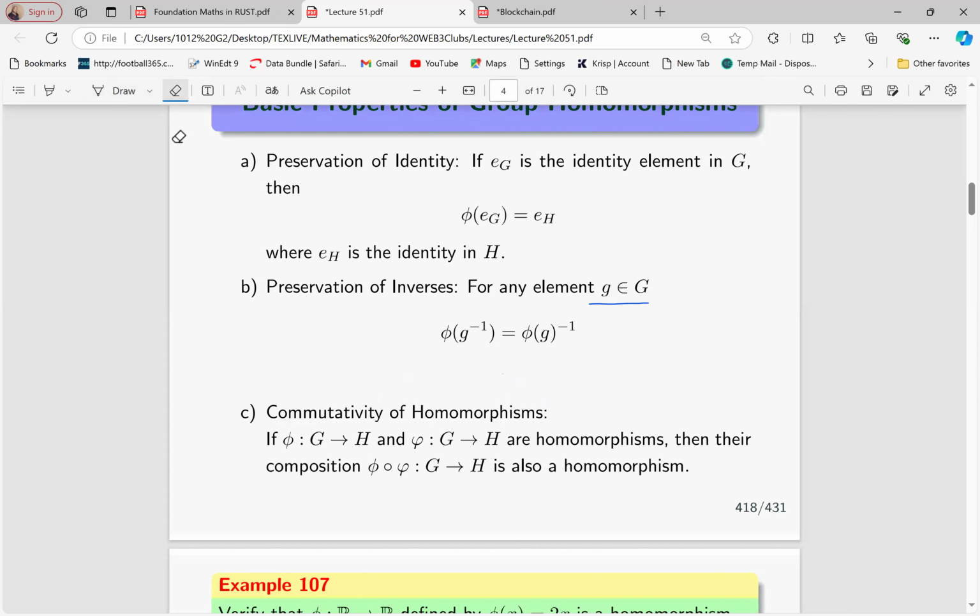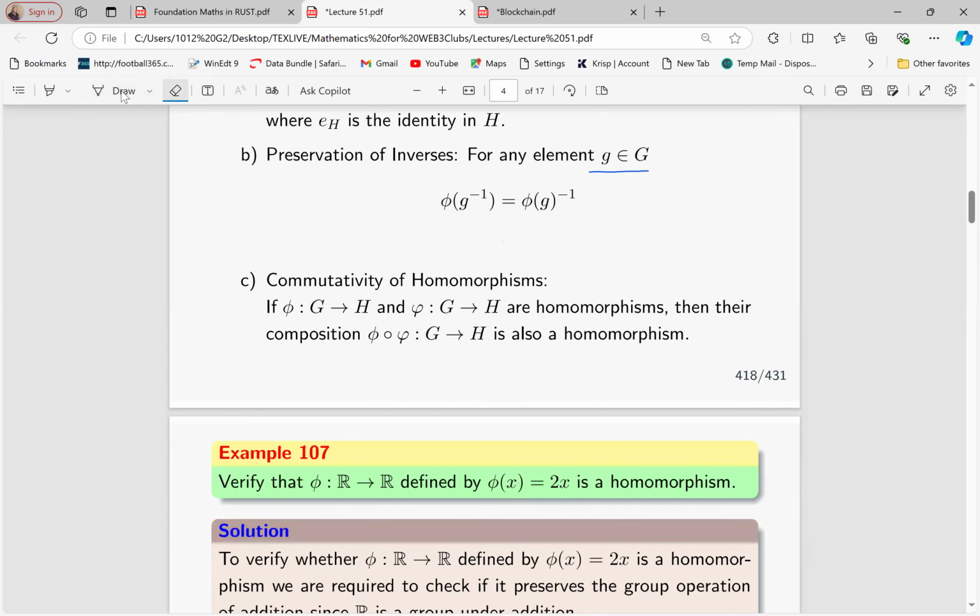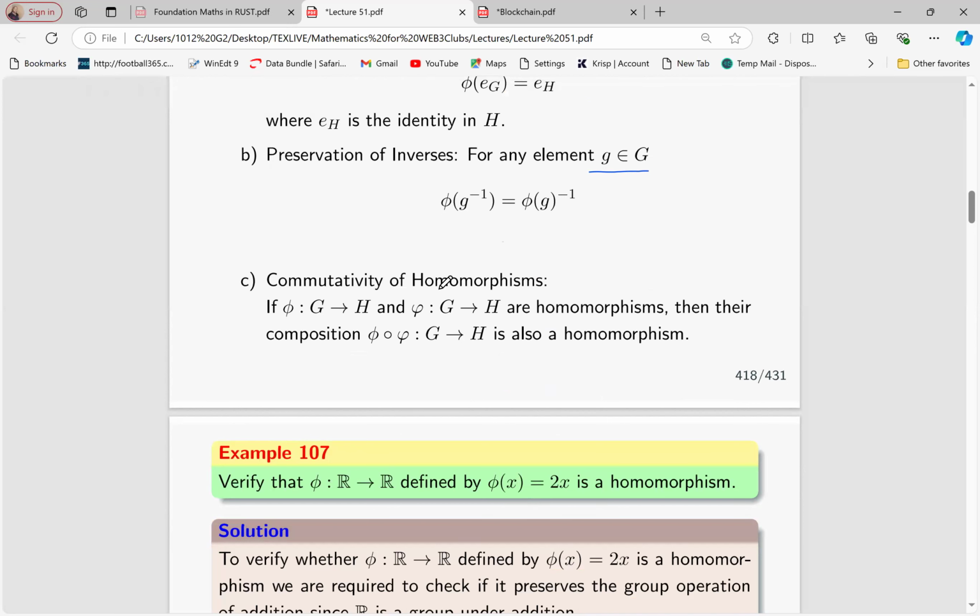Commutativity, we had talked about commutativity earlier. What this means is that if we have two homomorphisms, like this one, phi, and this another homomorphism, both mapping G to H, then their composition will also be a homomorphism. It will also map G to H, and it will also be a homomorphism.